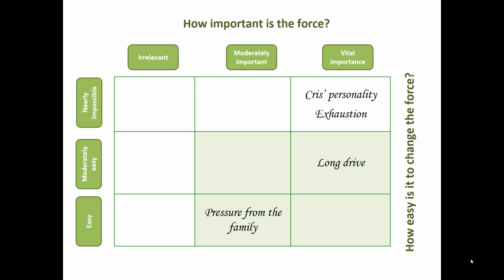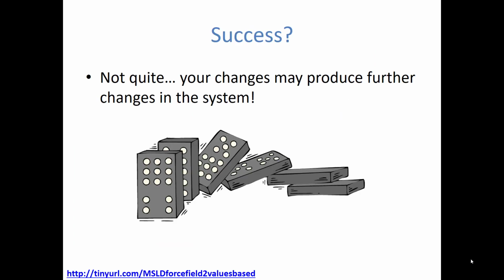And I considered these things as moderately important or vitally important to my problem. As you can see, the long drive was a fairly low-hanging fruit because it was vitally important and moderately easy to change. Okay, so I selected those two to address.